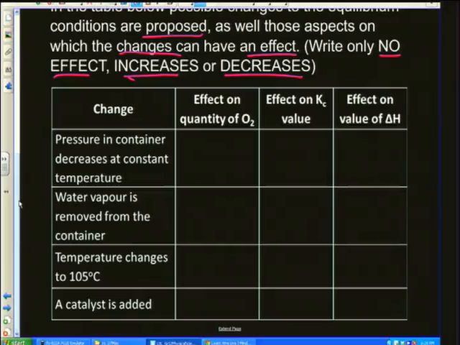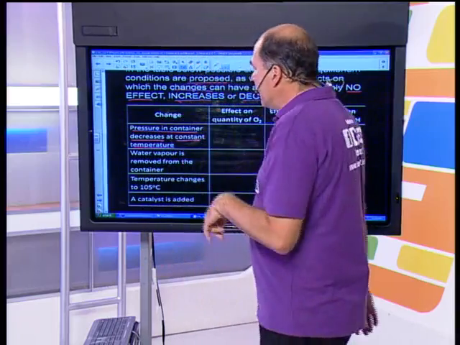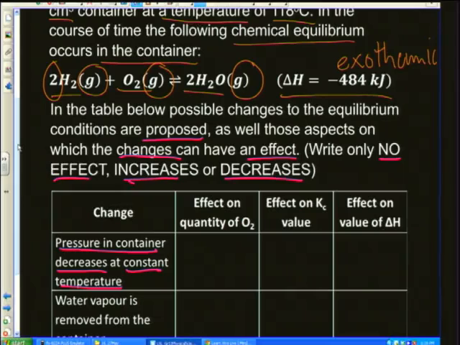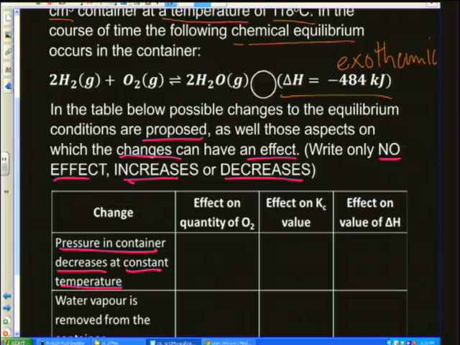So see what it says. The first change that we're going to look at is pressure in the container decreases at constant temperature. So we don't have to worry about 2 things. They always have to say if pressure changes, it's at constant temperature. So now, let's have a look at the equation. A change in pressure will affect the volume, usually. And the way that we do these is we look at the balanced equation. And we say, how many moles have I got on this side?